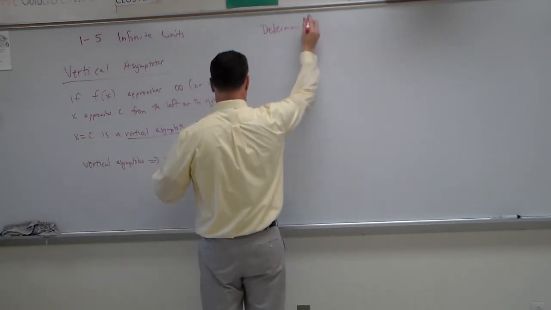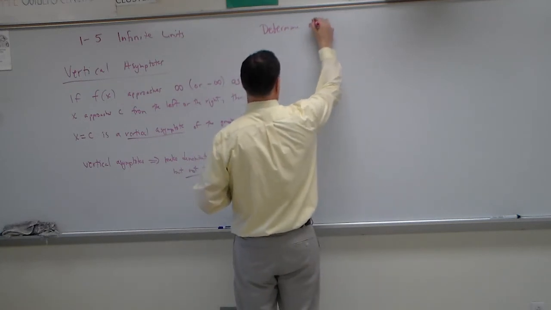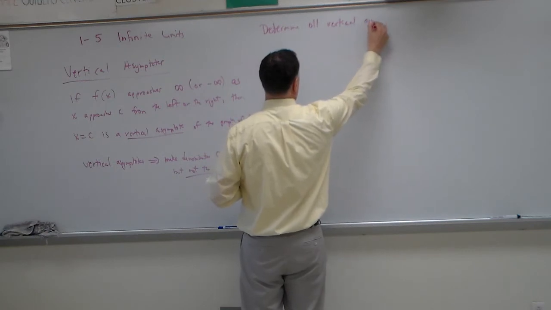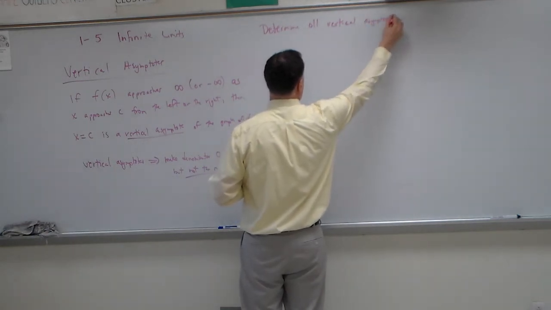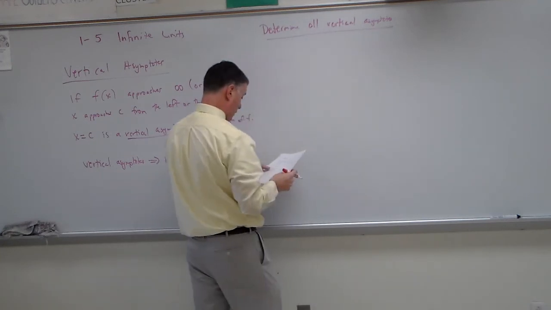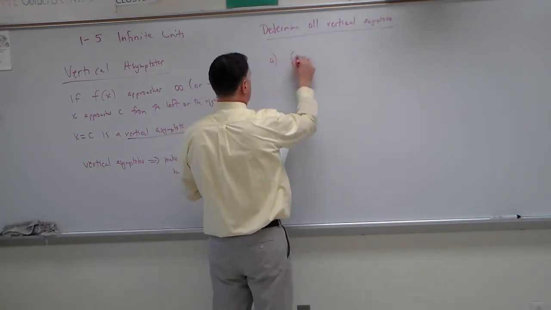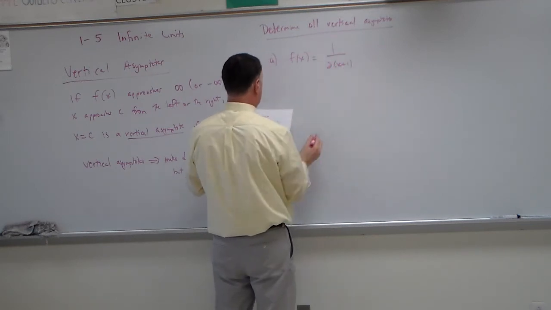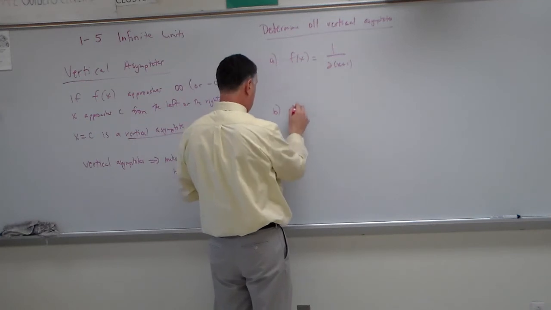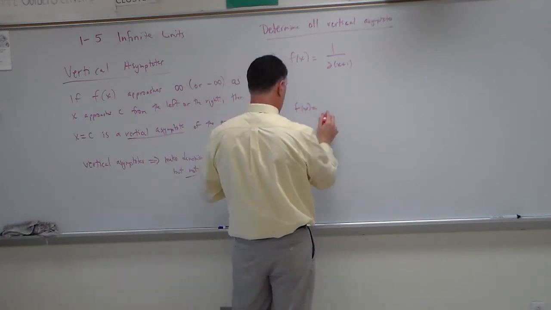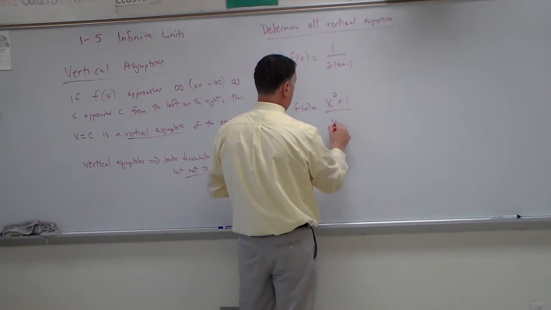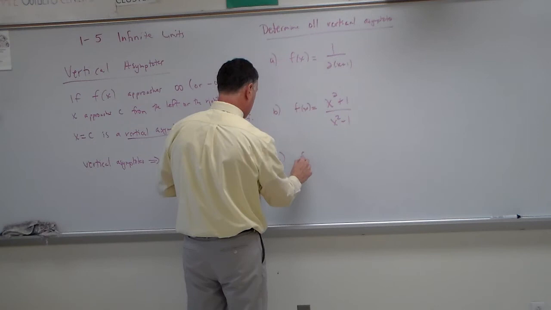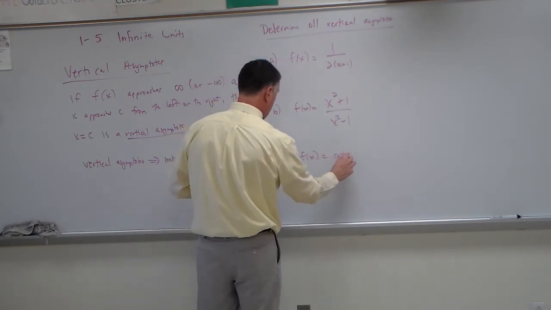Determine all vertical asymptotes. Okay, determine all vertical asymptotes. So A is going to be f of x equals 1 over 2 times x plus 1. B, f of x equals x squared plus 1 over x squared minus 1. And C is f of x equals cotangent of x.